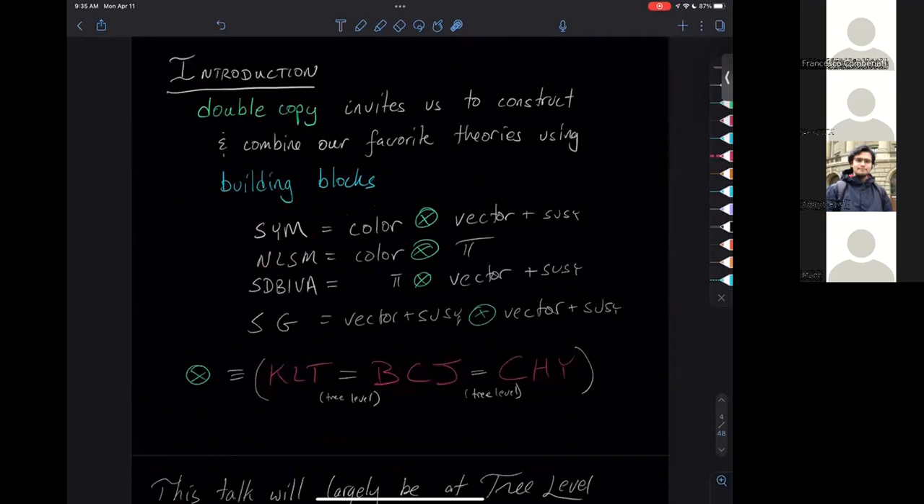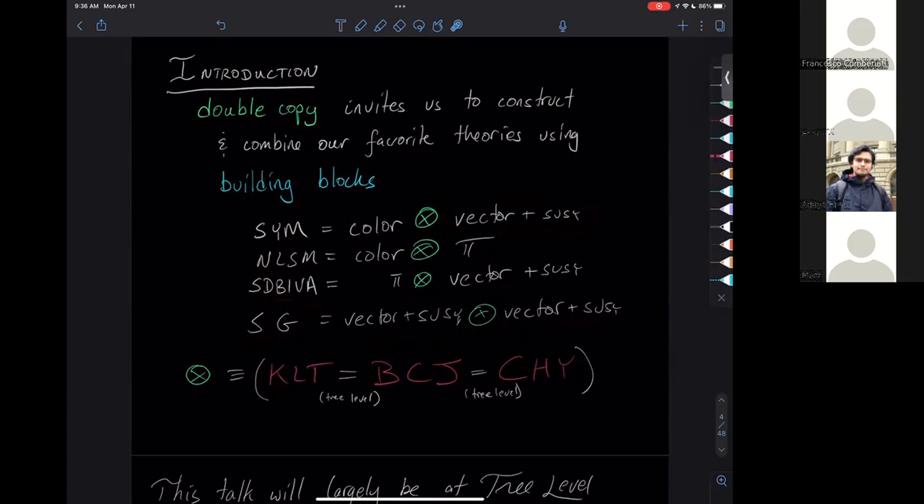So, all right, what are we going to be doing here? Double copy invites us to construct and combine our favorite theories using building blocks, right? This is something I think we're all pretty familiar with at this conference. We can build super Yang-Mills with some color building blocks, double copied with vectors, and that's the SUSY multiplet. Similarly, I could talk about nonlinear sigma model amplitudes in terms of color, and then these special two-derivative scalars, just call them pions, Dirac-Born-Infeld, Volkov-Akulov. I can talk in terms of these pions double copied with the same SUSY multiplet I used to create super Yang-Mills.